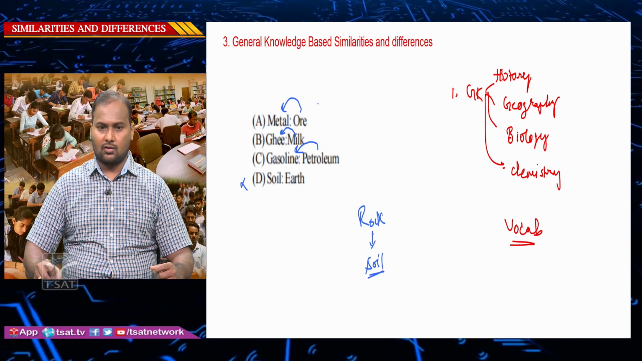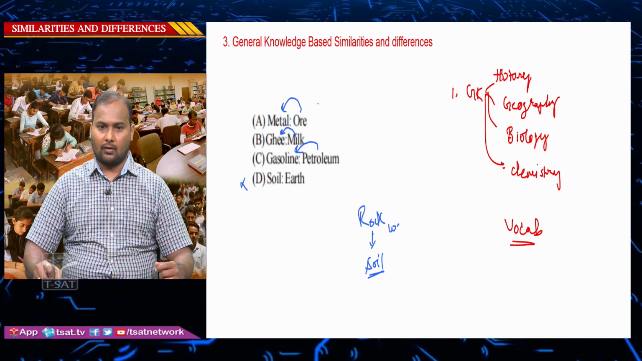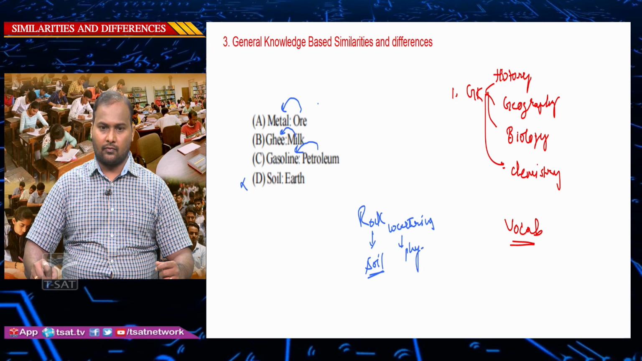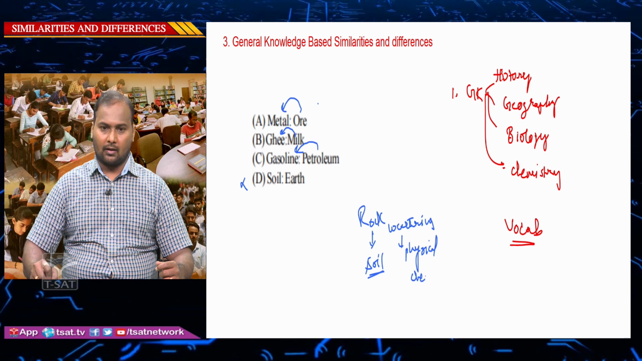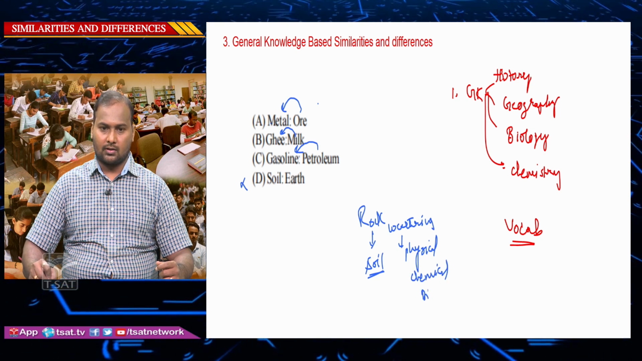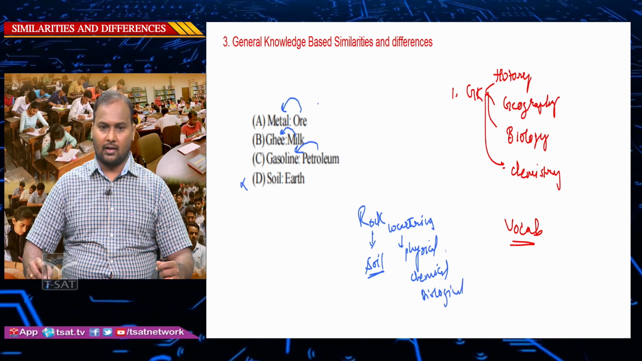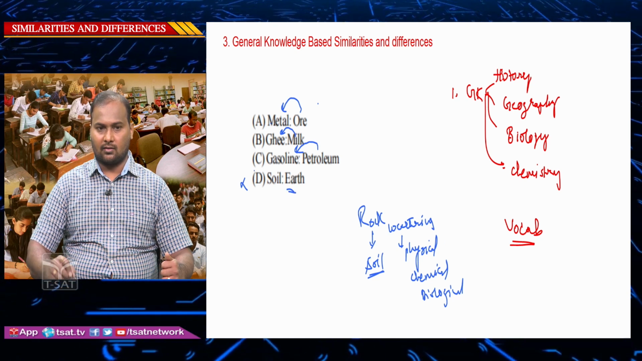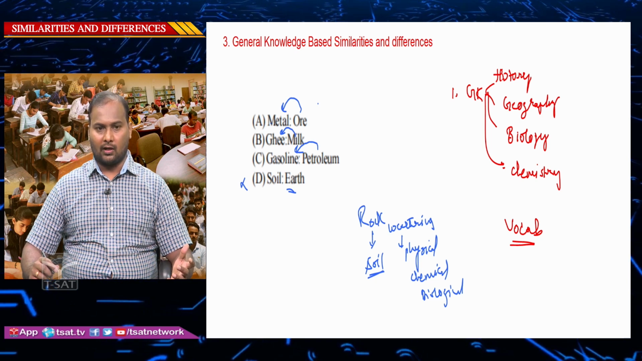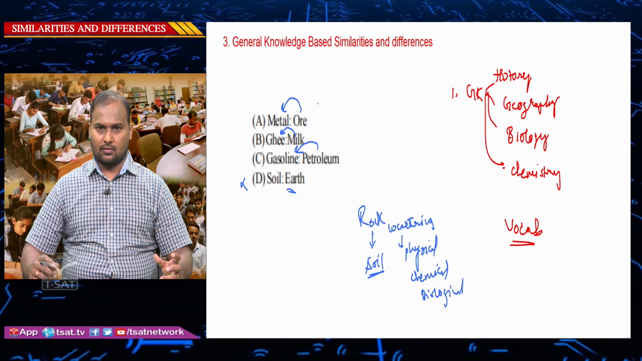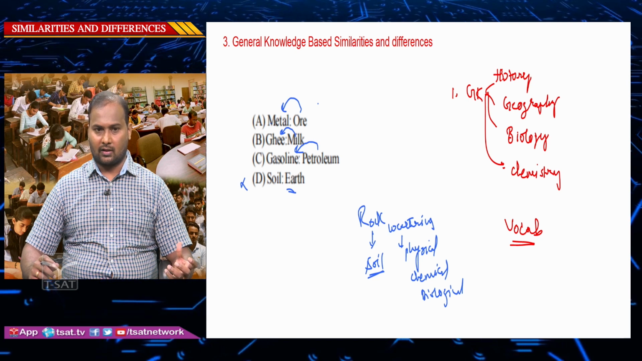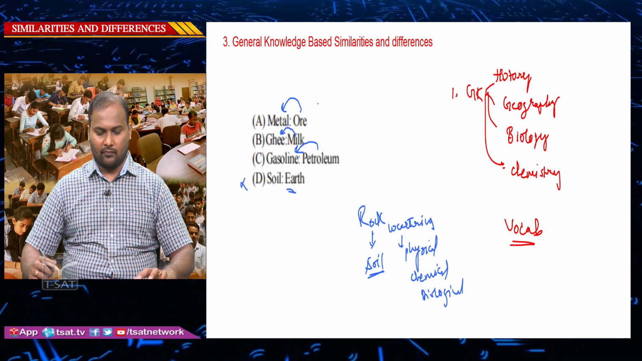Yes or no? Soil is formed by weathering of rock, and this weathering may be physical weathering, chemical weathering or biological weathering. So you go with any kind of weathering. Rocks undergo weathering and form what? Soil. It is not from the earth. So that is the reason option D is the wrong option. And what about the remaining three options? The logic is the source. For example, for metals, the source is ore. The source for ghee is milk. The source for gasoline is petroleum. So the logic is based upon the source.